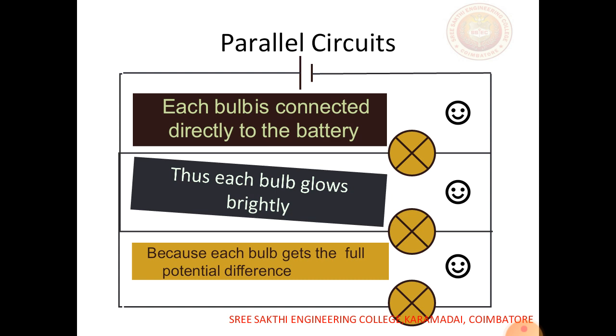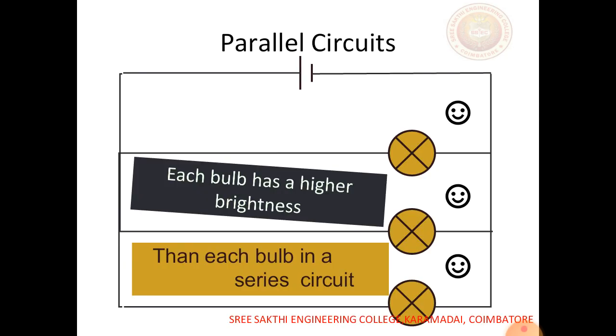So here each bulb is connected to the battery. In the series connection, a battery is connected one by one with the resistors. Here each resistor is individually connected to the battery. So each resistor, or we can call it a bulb for practical purposes, is getting the same voltage. So everything will glow independently. One will not affect the connection of the other.